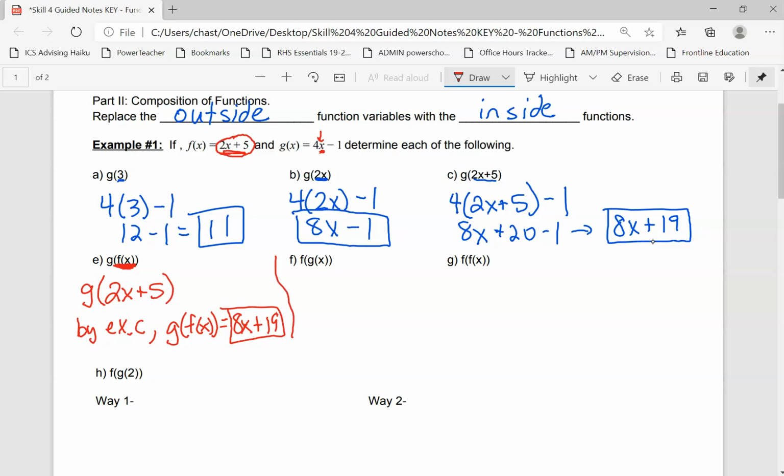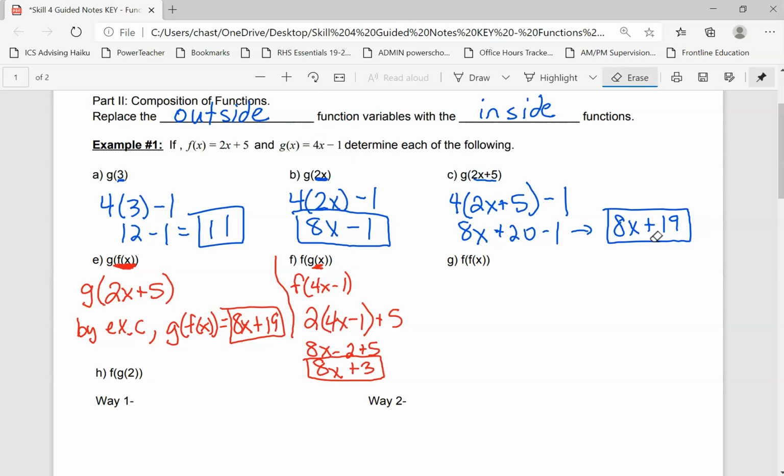Now, this says what is f of g of x? This time we take our g of x function, which is 4x minus 1, and plug it into the variable for our f function. So we're really finding f of 4x minus 1, which means we plug in 4x minus 1 for the x in f of x. When we distribute, we get 8x minus 2 plus 5, which gives us 8x plus 3.